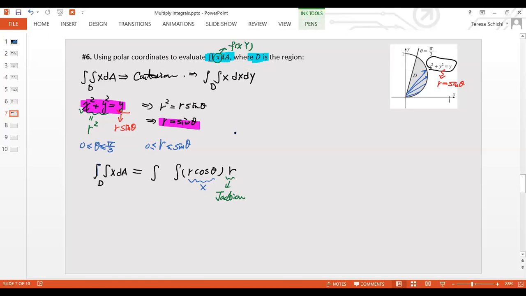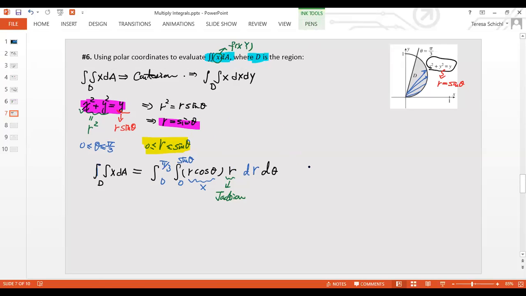So which one do I need to integrate first? I need to integrate dr. Why? Because r is a variable, so I need to integrate the r out, then I integrate d theta. So what is my r's limit? My r's limit is 0 to sine theta. What is my theta's limit? It is 0 to pi over 3. So this is how I change to polar coordinates, right?